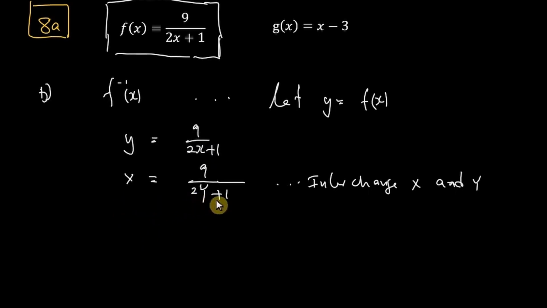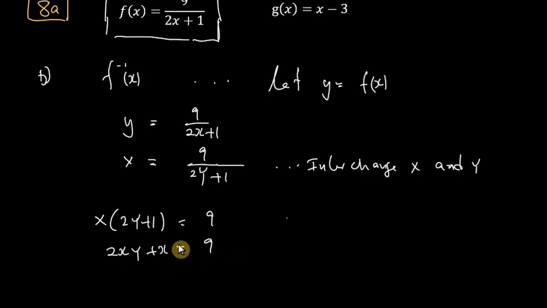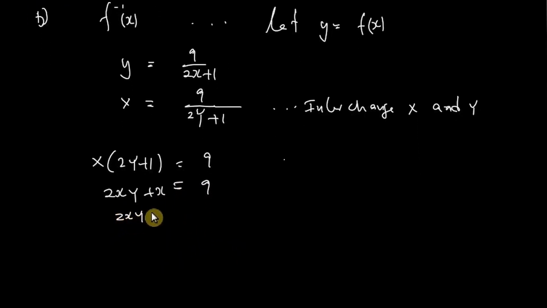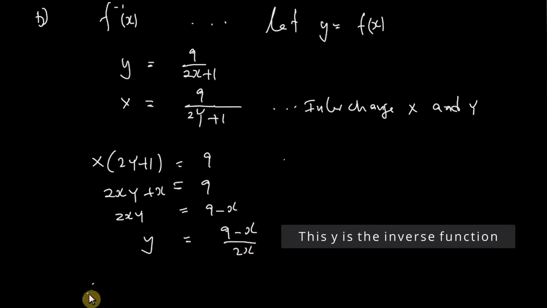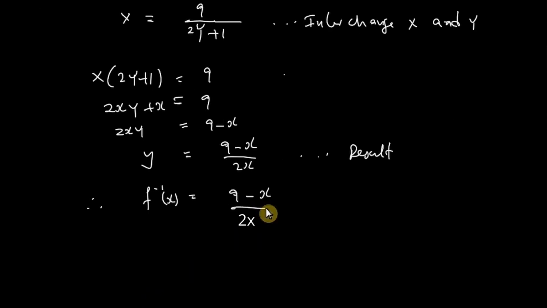So we multiply both sides by the denominator, and we have x times (2y plus 1) is equal to 9. So we expand, and we have 2xy plus x is equal to 9. We take x to the right side of the equation, and we have 2xy is equal to 9 minus x, giving y as being equal to 9 minus x over 2x. This is our result. So we can rewrite it as f to the minus 1 of x being equal to 9 minus x over 2x.